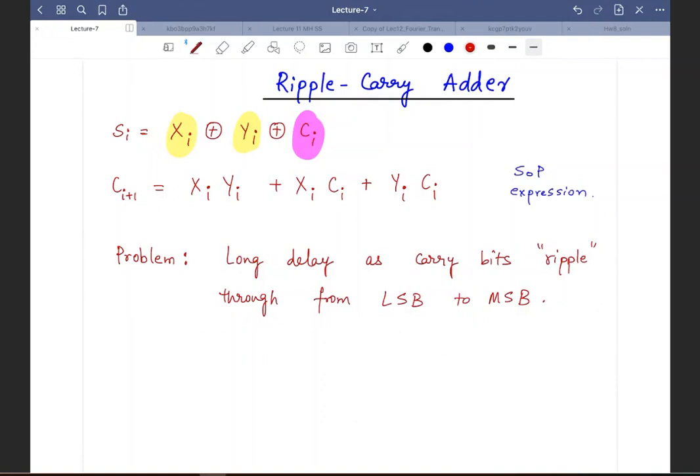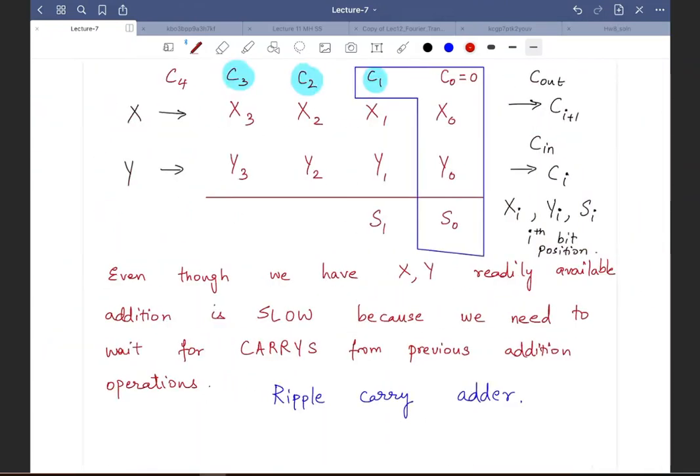Now, if I asked you, what is the gate delay? So use the term gate delay. Gate delay is the delay for one gate, AND gate, OR gate, whatever that might be. One gate delay means that there is one logic gate involved. So what is the gate delay to compute C1? That is the question.